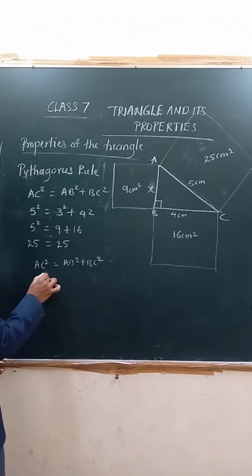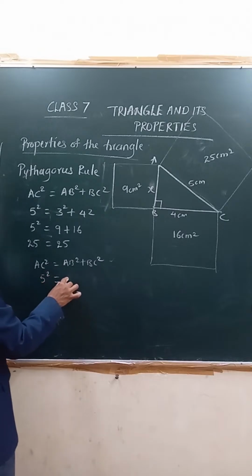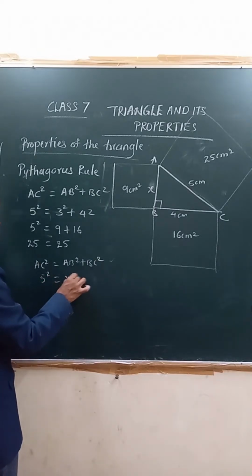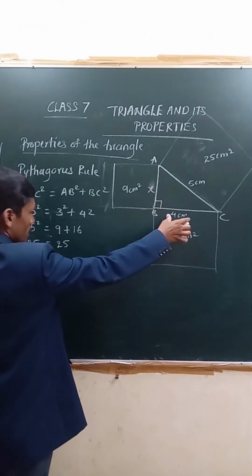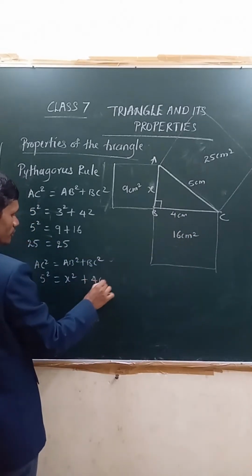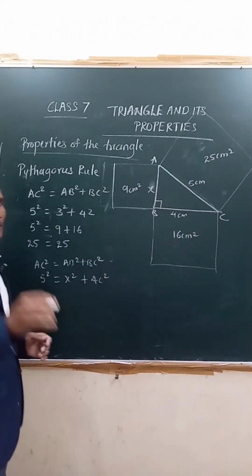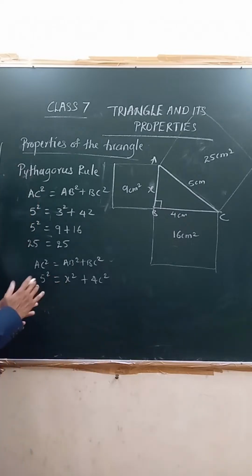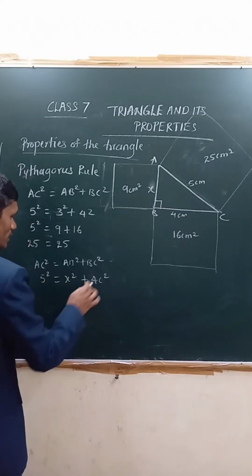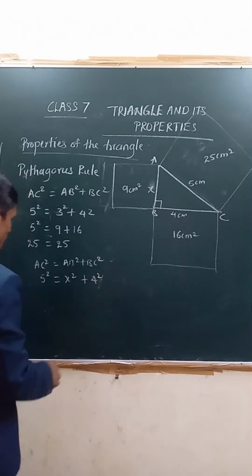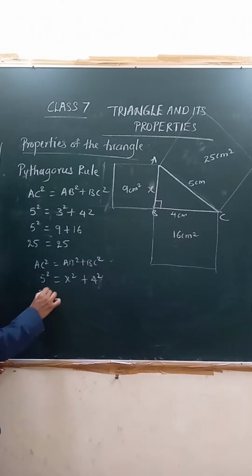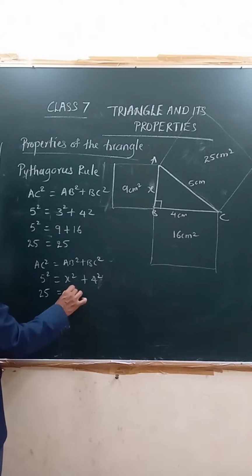Now AC is what? 5 square we will do. AB square means that is x square. We don't know what that is because we have taken x, right? BC square means it is 4 square. Now as you have studied in simple equations, shifting of the terms you need to do. So what I wrote, this is 4 square, right? Now this will be 25, 5 square. This will be equal to x square plus 4 square means 16.